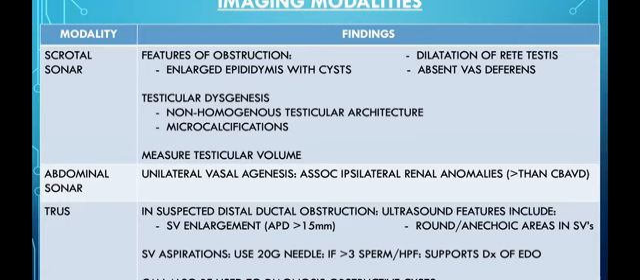Abdominal ultrasound, again, for unilateral vasal agenesis, looking at ipsilateral renal anomalies. And then transrectal ultrasound, looking at seminal vesicle enlargement and any round anechoic areas in the seminal vesicles. This can be used at the same time to perform seminal vesicle aspirations. And if there are more than 3 sperm per high power field, then this is supportive of ejaculatory duct obstruction. And you could look for any pelvic cyst or prostatic cyst that might be causing your obstruction.